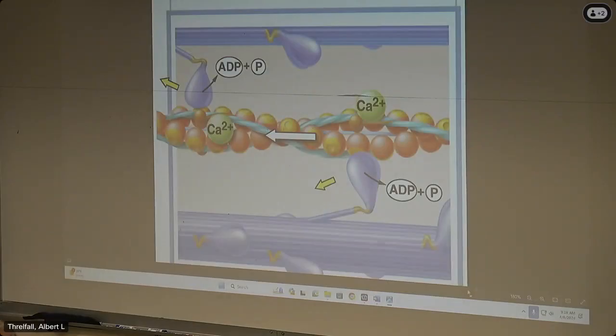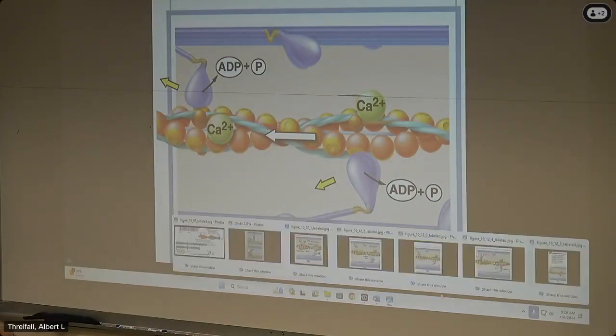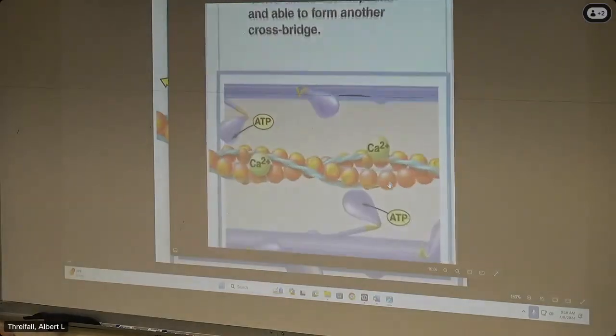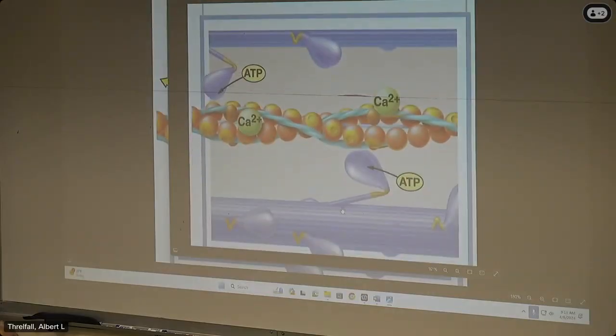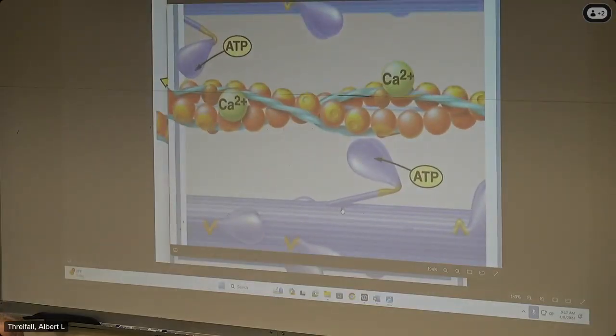In picture number 5, it looks like the heads are binding another molecule of ATP, and the cross bridges are broken. In other words, this head is going to bind that molecule of ATP, but the head is no longer connected to actin. So the cross bridge in this case is broken. Same with the one down here.